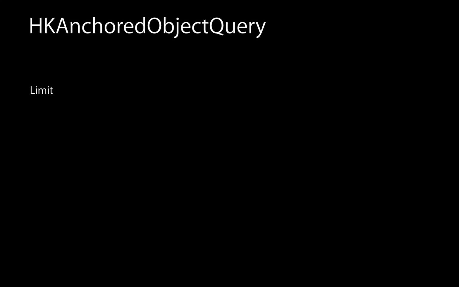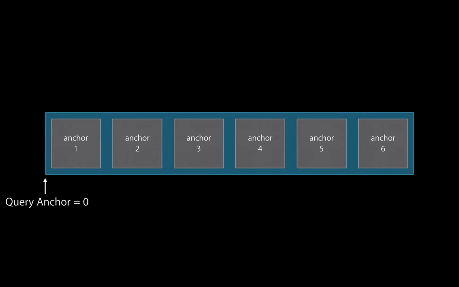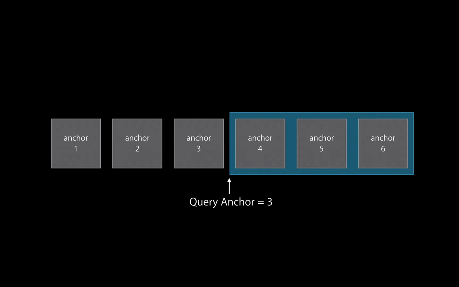An anchored object query has a limit, which again defines how many results are to be returned by the query. It also has an anchor. But what's an anchor? Well, behind the scenes, every object stored in HealthKit has its own anchor in the database. Your query anchor says that you want everything after a certain point. So if you were to provide a query anchor of 0, you would get back everything. If you were to provide a query anchor of 3, you would only get back objects 4, 5, and 6.